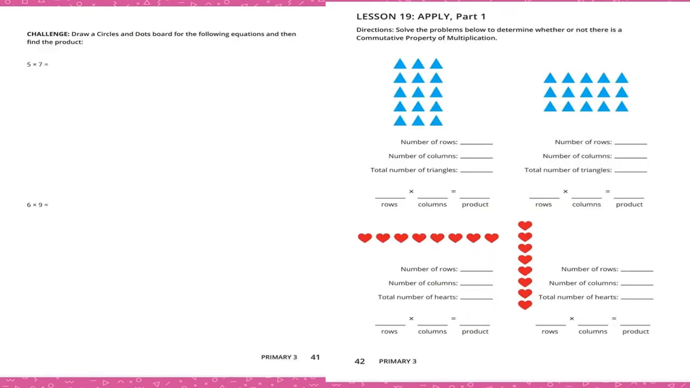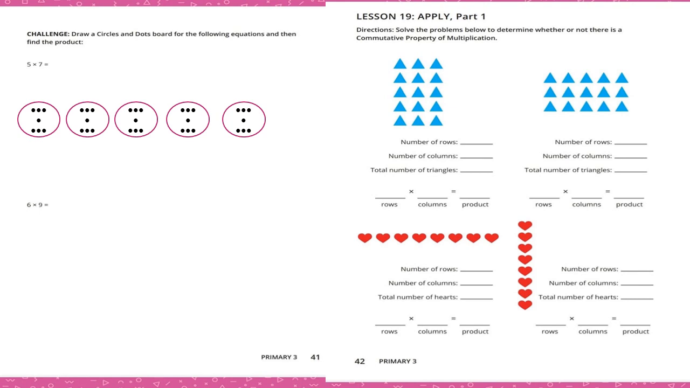Page 41 and 42. Challenge. Draw a circles and dots board for the following equations and then find the product. Number 1, 5 times 7. So we make 5 circles and each circle has 7 dots. Then we find that 7 repeated 5 times. So we add 7 5 times.